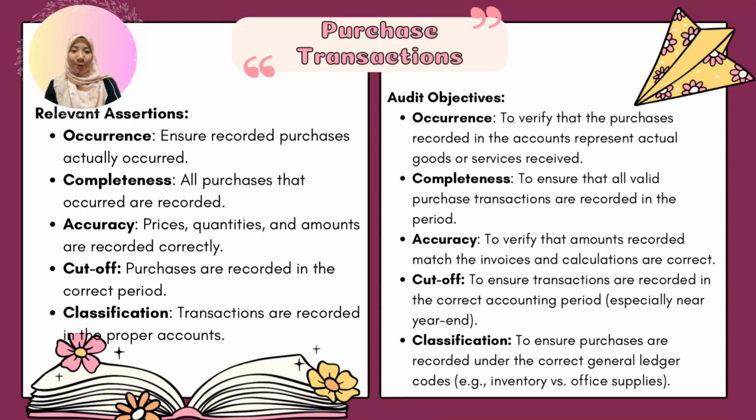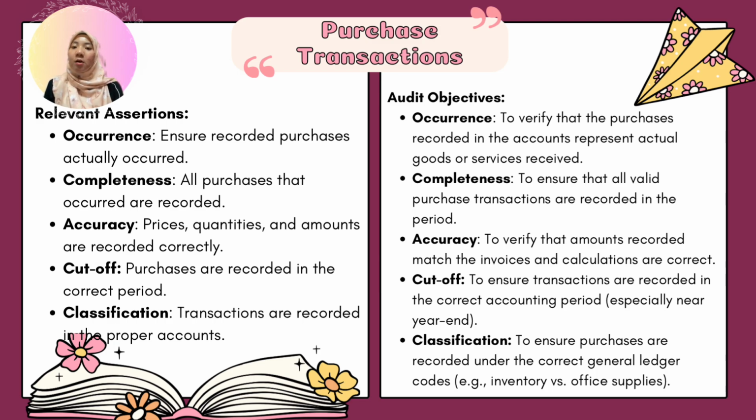In conducting an audit, it is important to understand the relationship between the three main components, which are management assertion, audit objective, and classes of transaction. First class of transaction is purchase transaction. The relevant assertion and audit objective is occurrence. Ensure recorded purchases actually occurred. The audit objective is to verify that the purchases recorded in the accounts represent actual goods or services received.